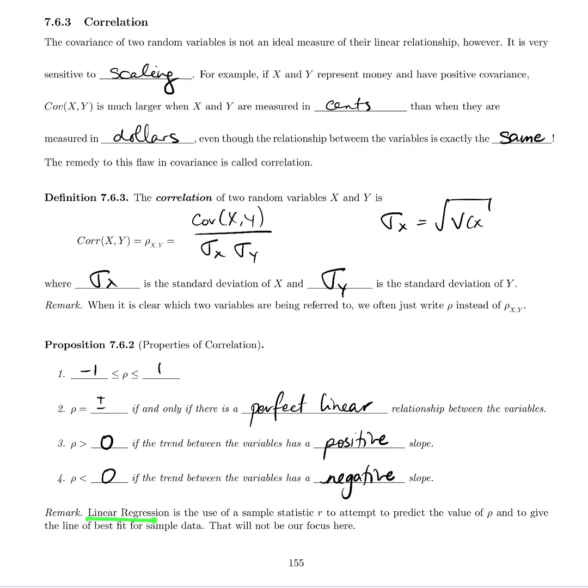Linear regression, there's a whole study in statistics about linear regression, which is using a sample statistic R to attempt to predict the value of rho for two variables like x and y, and to give the line of best fit for the sample data. That will not be our focus here. We'll calculate the covariance and the correlation in consequence of it, but we are mostly going to be working with the covariance and the properties thereof.